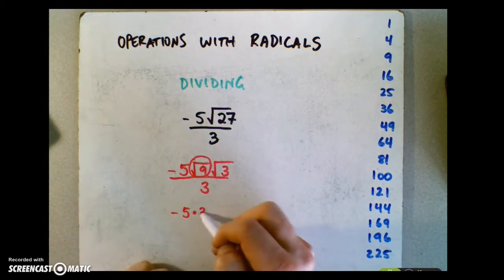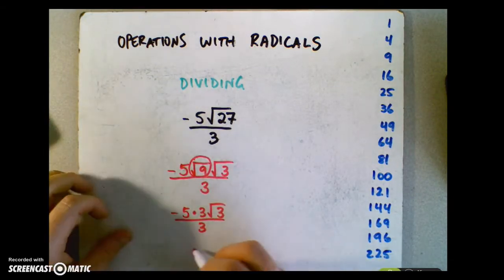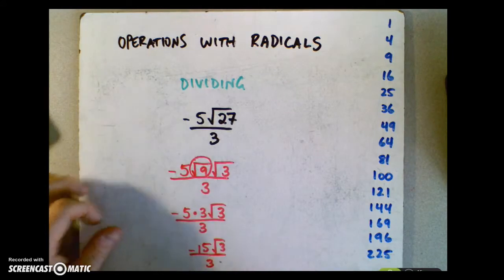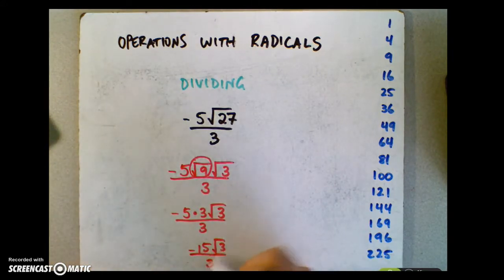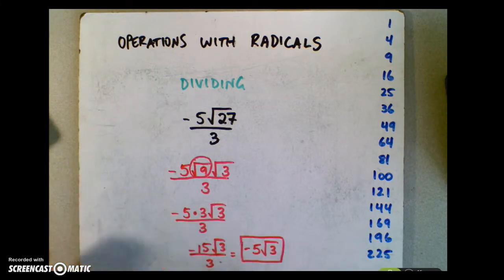So now I've got negative 5 times 3 times radical 3 all over 3, which is negative 15 radical 3 over 3. And now I can do a little reducing. Not the 3 and the 3, because that's inside and that's outside, but negative 15 over 3 is negative 5. So this is negative 5 radical 3. Now, if it doesn't divide evenly, like if you had, say, a 5 here and a 10 here, then you would just make that 1/2. You would reduce it how you would normally reduce it. And I'm going to show you some examples of that in a little bit here.